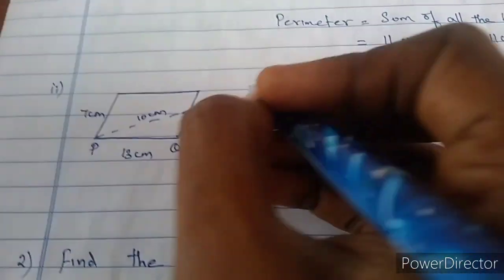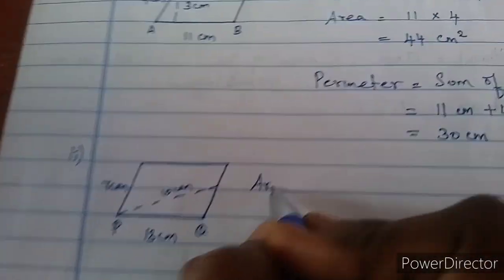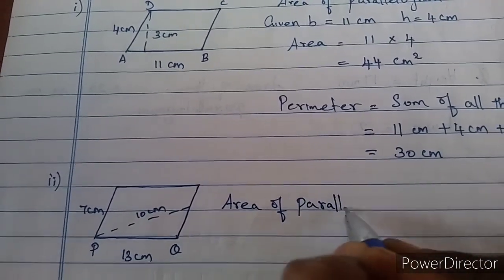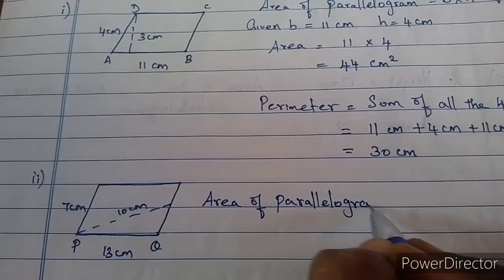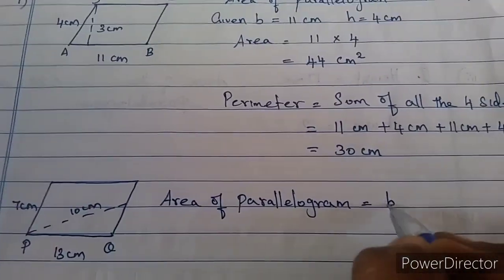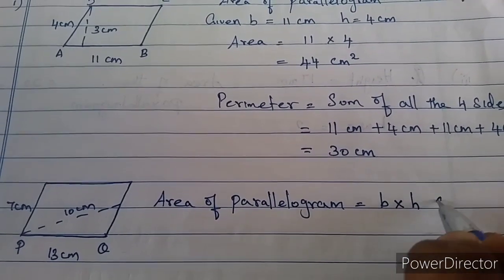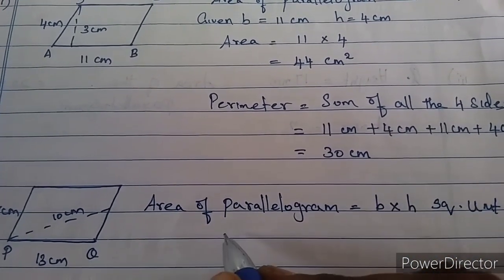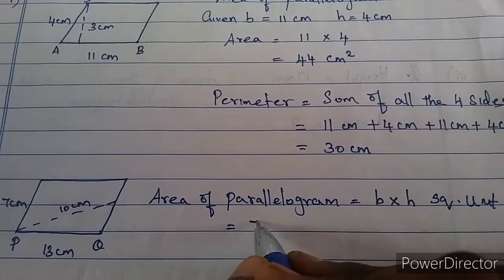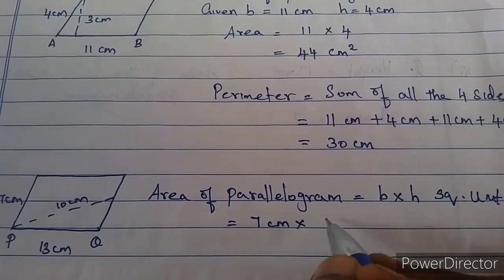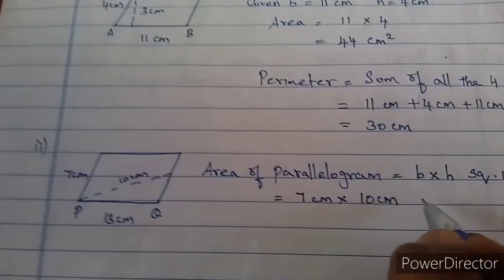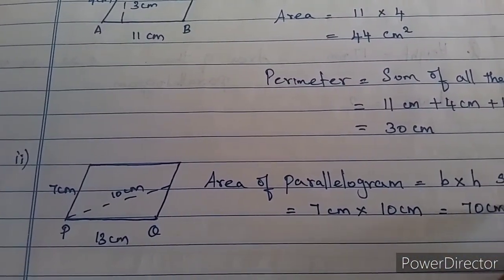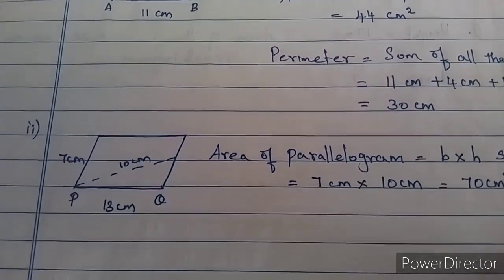Subdivision 2. Area of parallelogram equal to base into height square unit. Here the base is 7 centimeter and the height is 10 centimeter. So 7 into 10, 70 centimeter square.